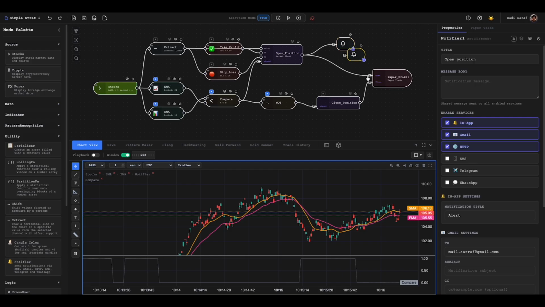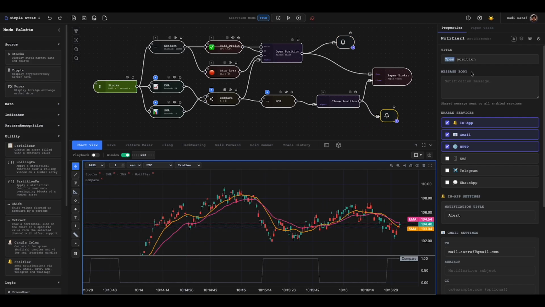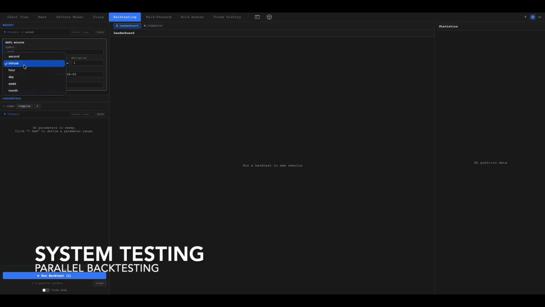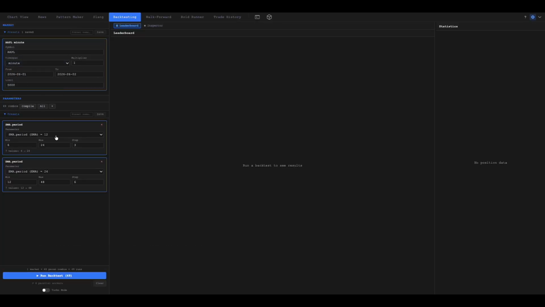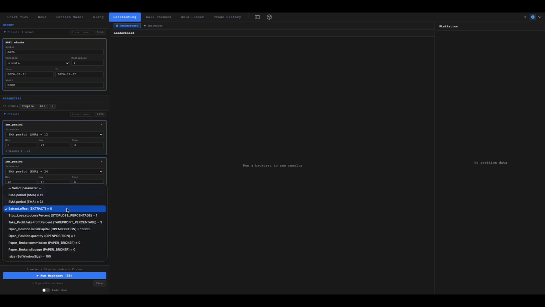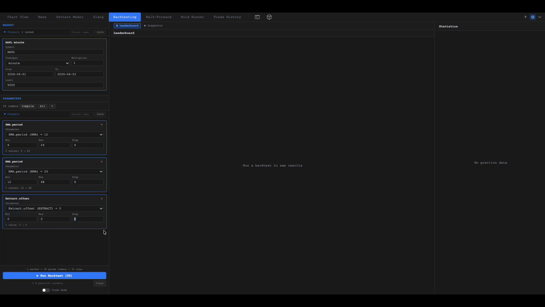Your entire edge is transparent, modular, and built node by node. Once your graph is built, you point our engine at deep historical data and sweep across parameter combinations automatically. Want to test RSI periods from 10 to 30 across 3 different time frames simultaneously?